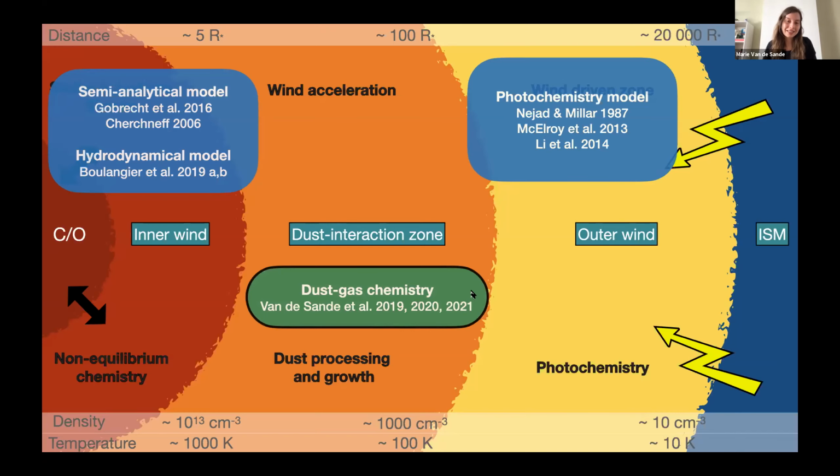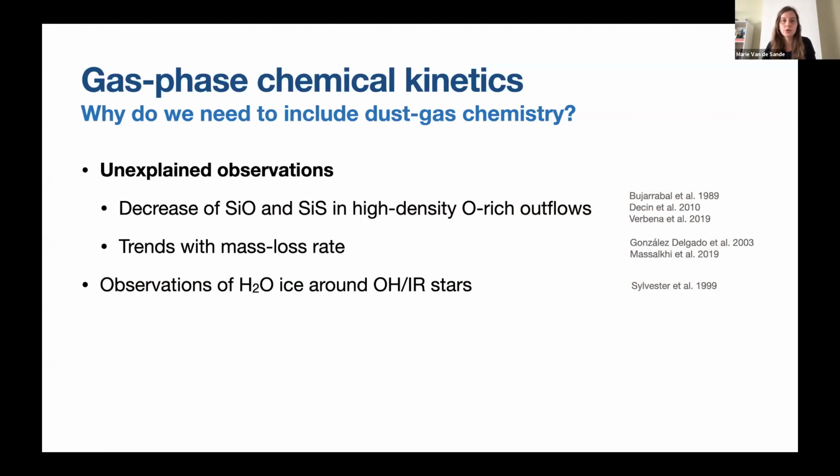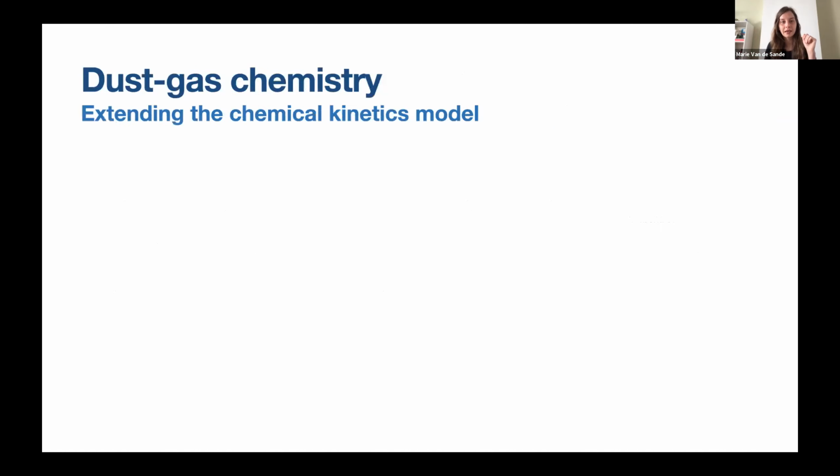We've included these dust-gas chemical reactions to be more chemically complete, but at the same time, and more importantly, also to try to help explain some strange observations. For example, in high-density oxygen-rich outflows, SiO and SiS are seen to decrease in abundance before the onset of their photodissociation. There were also these trends with mass loss rates in oxygen and carbon-rich outflows, where CS, SiO, and SiS decrease in abundance with increasing mass loss rate. This again points towards depletion onto dust grains. And moreover, we actually have observations of water ice on top of the dust in OH-IR stars. So let's include some dust-gas chemistry.